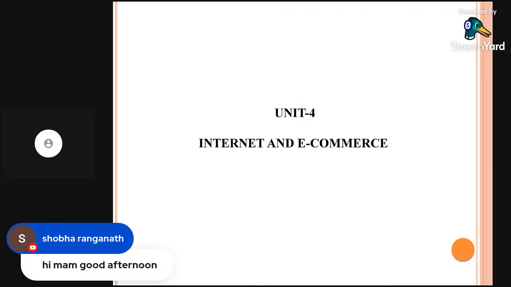Okay, let us move on to the fourth unit of block one, that is internet and e-commerce. In this chapter, we will be understanding the history of the internet, and how internet software and the types of mobile phones and computers are utilized for the purpose of e-commerce.